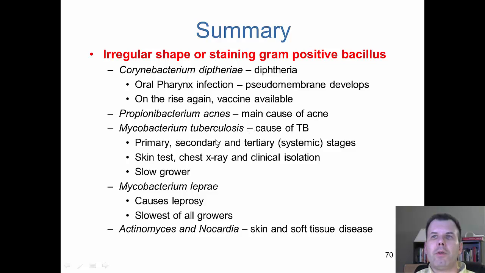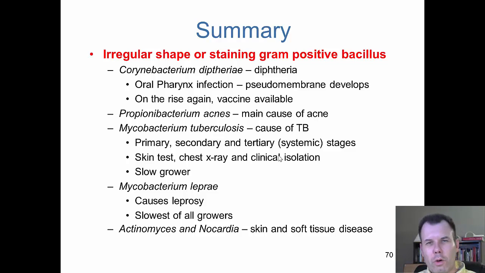The Mycobacterium tuberculosis is the main cause of TB. Again, we talked about the primary, which is the first lung infection that occurs, and goes away. You can develop the secondary or the pulmonary, which is where it redevelops, it breaks out, and then the disseminated is the one where it breaks out of the lungs and can cause serious problems. Again, to test, if you've gone in the medical field, you've had the skin test done, and then if that came out positive, you had the chest x-ray. And then clinical isolation.